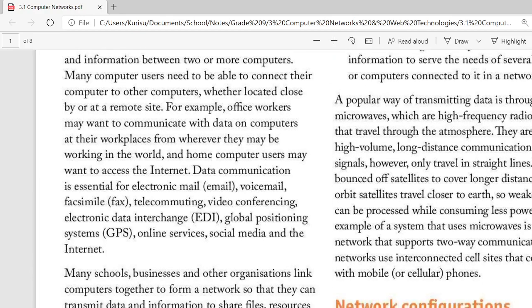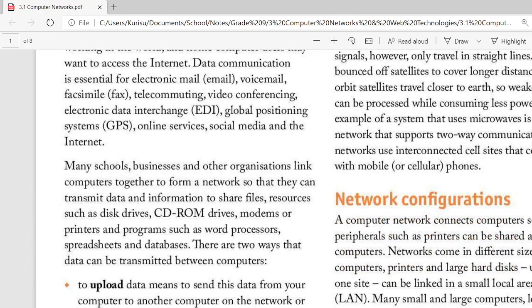Because we have network connection, we have many services. We have email, we have video conferencing, we have online services, social media, and so on. Not only do we share data, like for example a music file, a video, and so on, we also share resources. We share printers, we share devices, and so on over the network. We can even share programs. So for example, you can share your Microsoft Word and so on over the network.